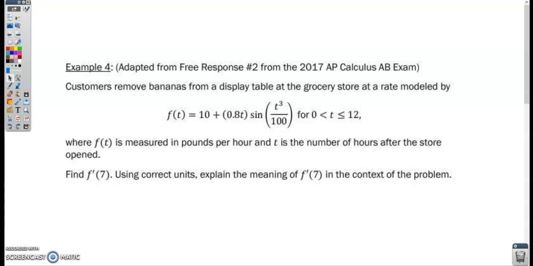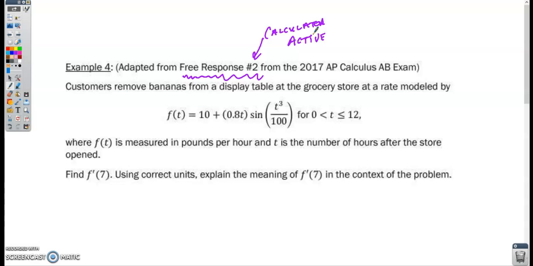Okay, so first we're supposed to find f prime of 7. Now this is a function that, while it is certainly possible for me to take the derivative of the function, it's not a particularly fun one, and since this was adapted from free response number 2, we know that this is a calculator active free response, because questions 1 and 2 are always calculator active. Back in the old days, even question 3 was calculator active, but it's been a while.